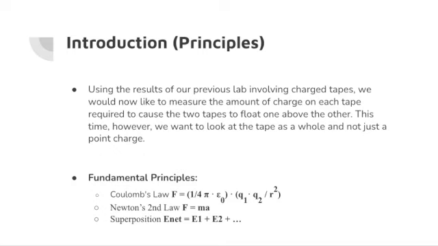Here are some fundamental principles to keep in mind. Coulomb's law states that F equals 1 over 4 pi epsilon naught times the charge of 1 times the charge of 2 over r squared. We'll also revisit Newton's second law, which states that force equals mass times acceleration, and superposition, which states that the net electric field equals the sum of all electric fields.